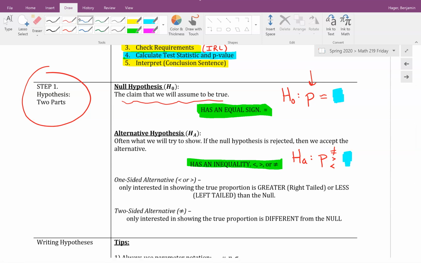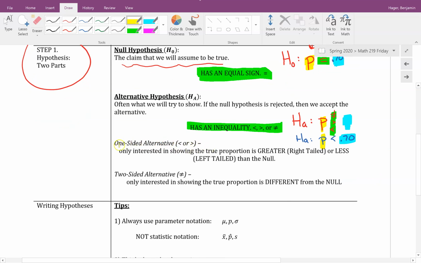So if, for example, P represents the percentage of folks that claim to be Democrat, and we say we think that's 70, and maybe your alternative is, I think it's actually less than 70. So I would say P is less than 0.70. What I'm getting at is these numbers are always the same. So a null hypothesis always has an equal sign. An alternative will use one of these, but they will always use the same parameter and the same number. Okay?